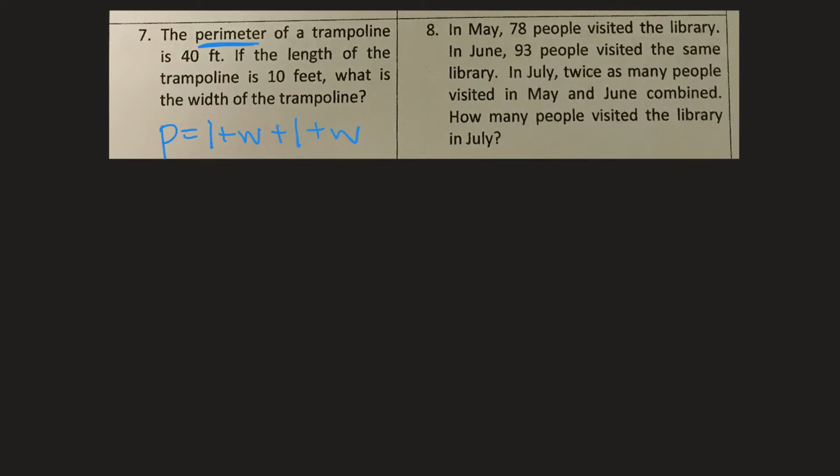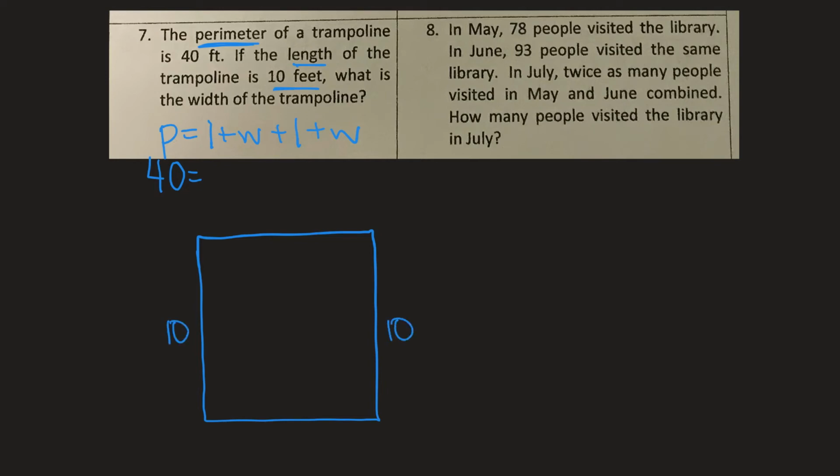So now let's read it again. The perimeter of a trampoline is 40 feet. So all the way around all 4 sides, the perimeter is 40. If the length of the trampoline is 10 feet, so length is 10 feet, so I'm going to write that on here. Then I can put the 10 where my L for length is in the formula. So 10 plus one side plus 10 plus the other side.